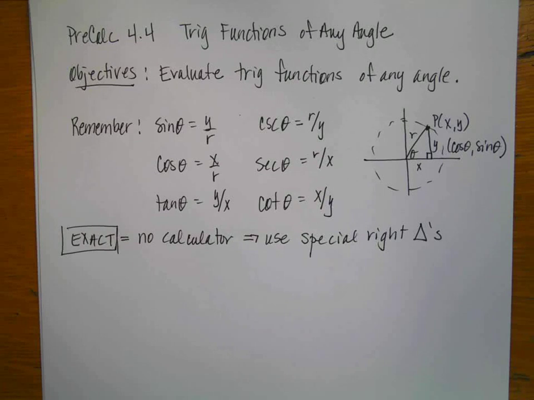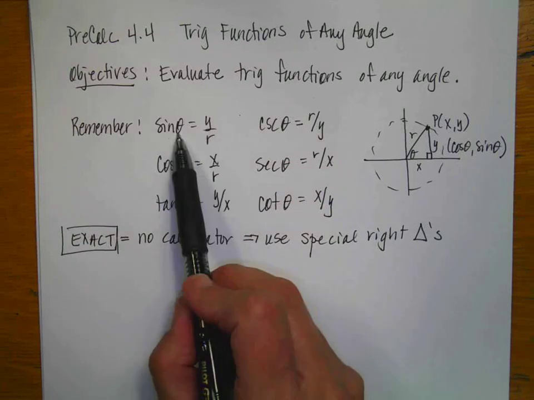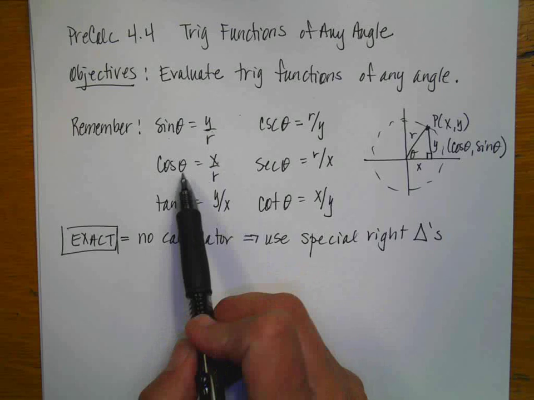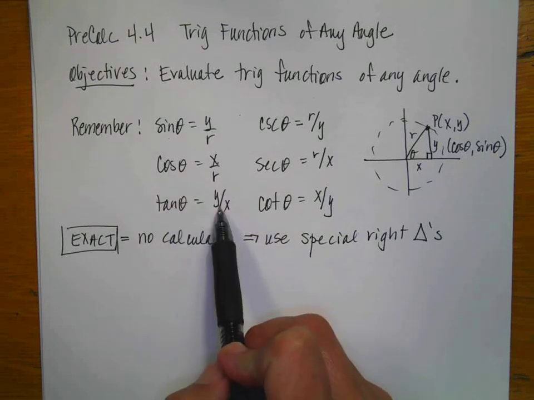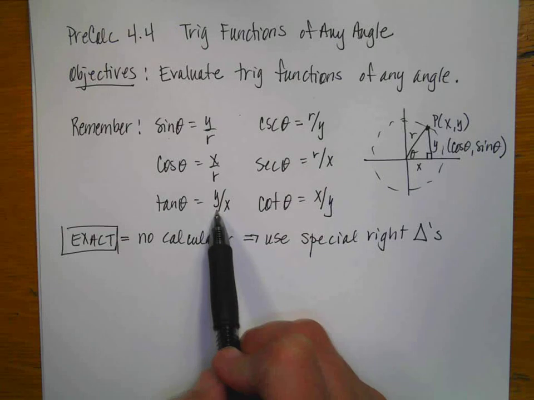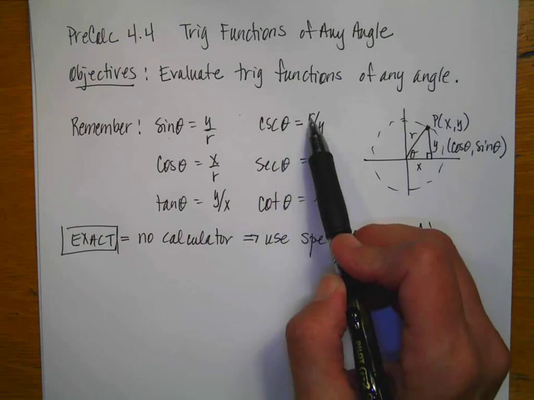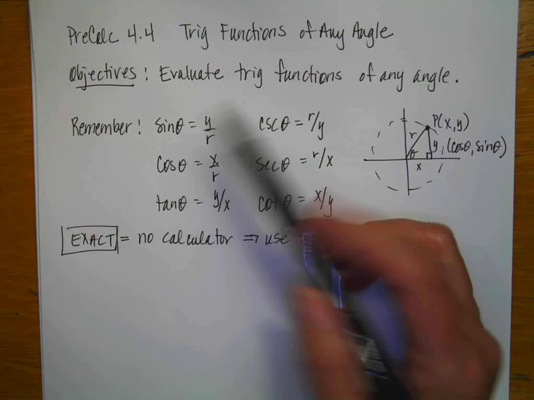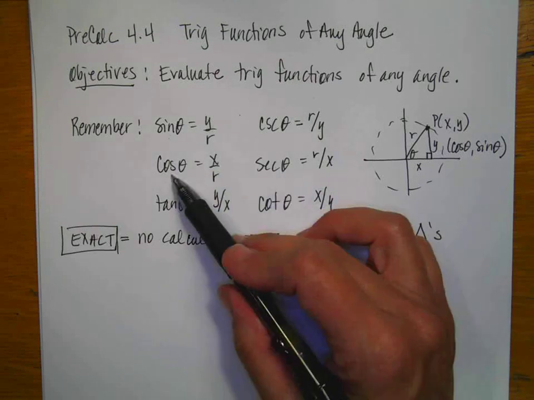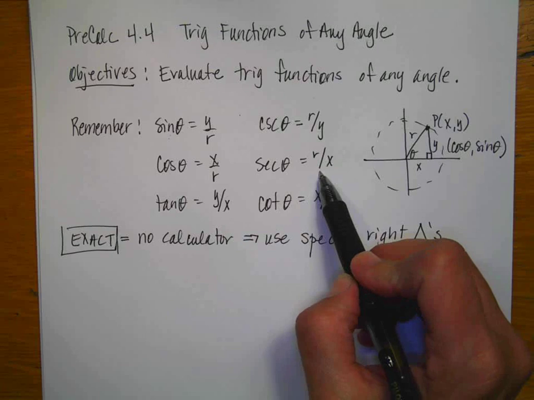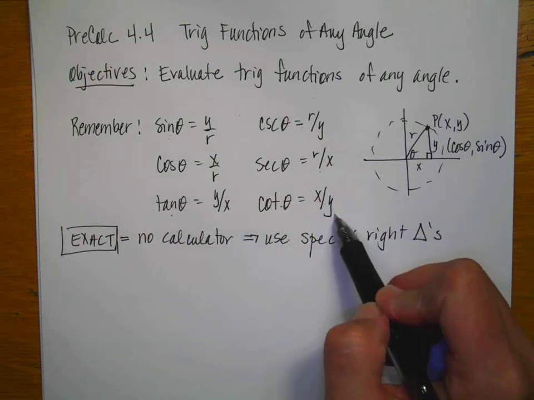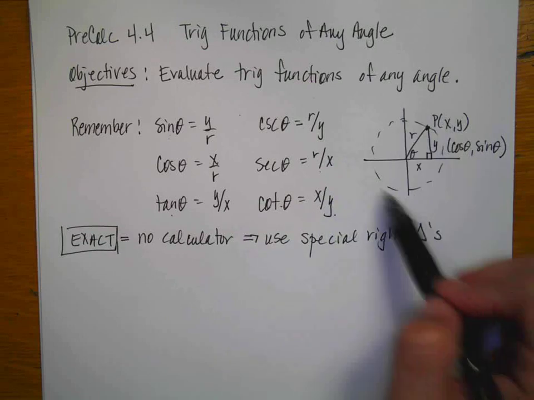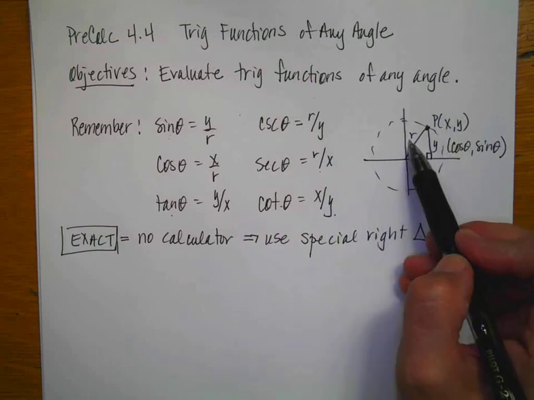So I want to go back and review each of our basic trig ratios. Remember that sine is y over r, cosine is x over r, tangent is y over x. Tangent is also sine over cosine. Remember your identities. Cosecant is r over y. It's the reciprocal of sine. Secant is the reciprocal of cosine. It's r over x. Cotangent is the reciprocal of tangent. It's x over y.